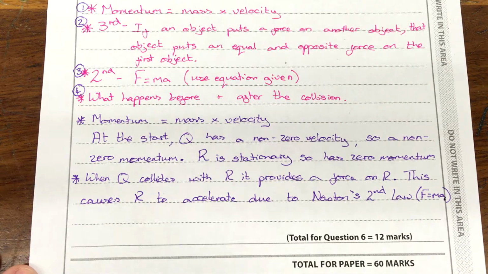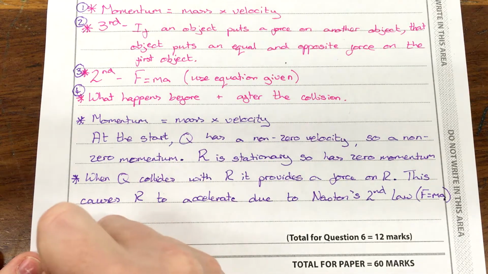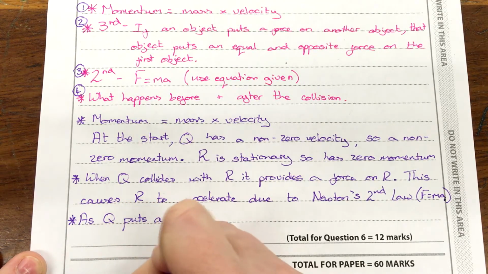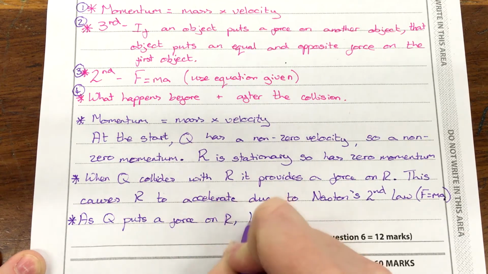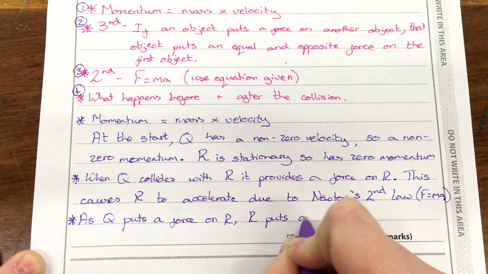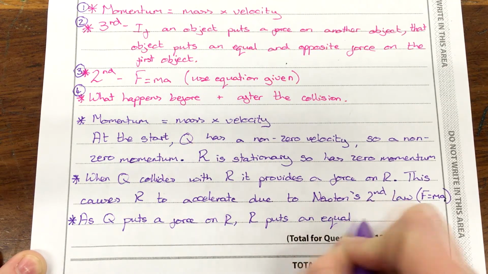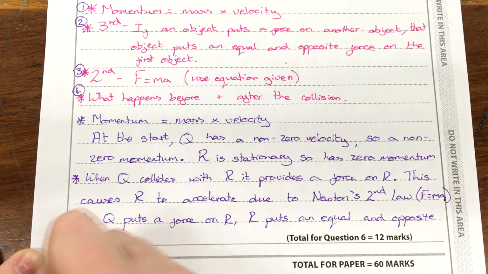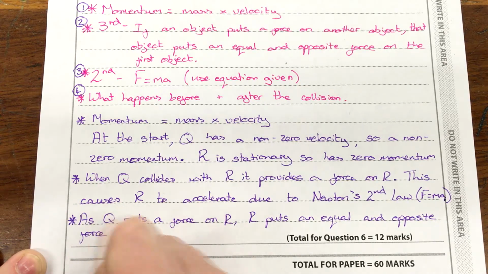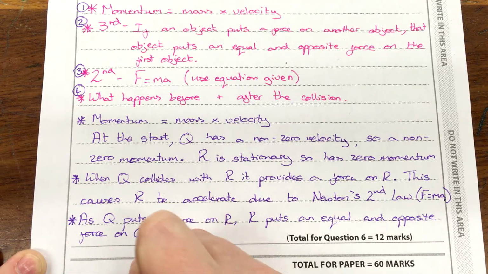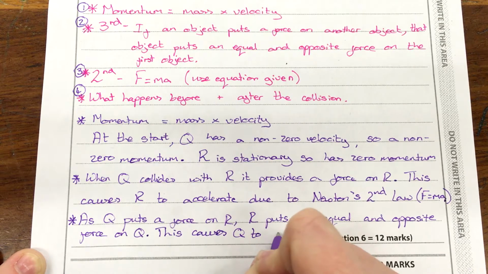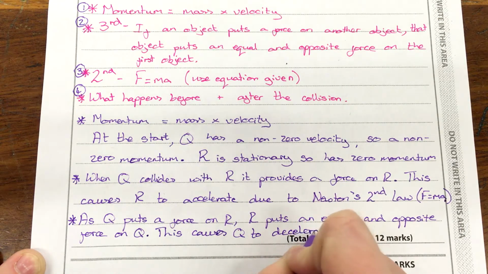Then next, we're going to bring in Newton's third law. So as Q puts a force on R, R puts an equal and opposite force on Q. This causes Q to decelerate.